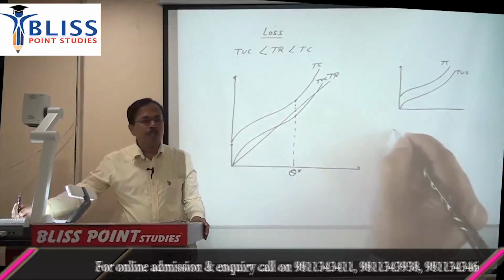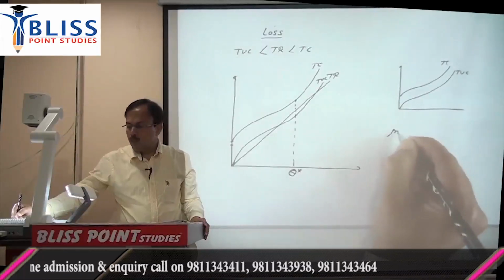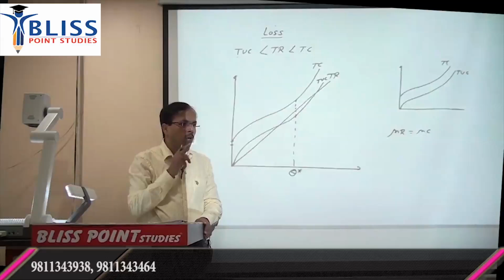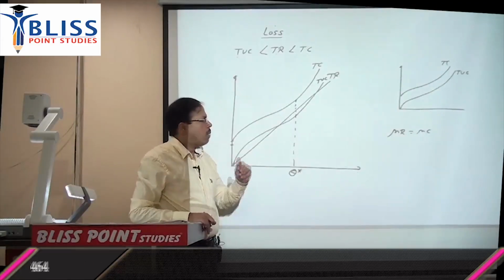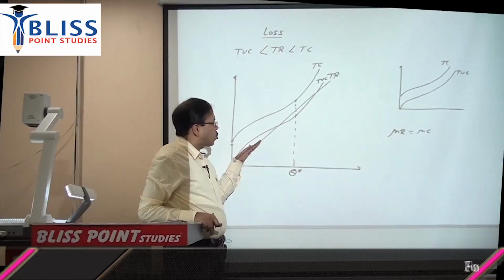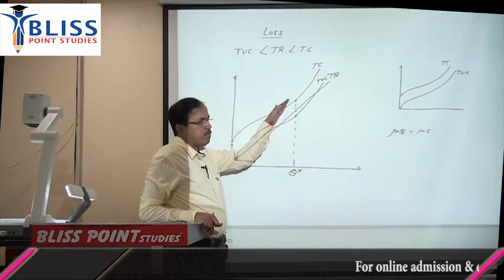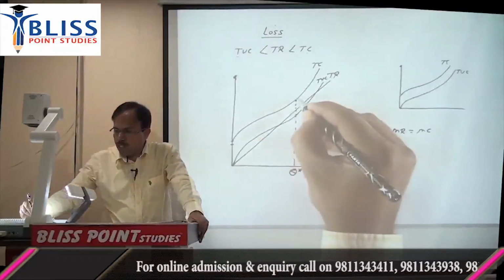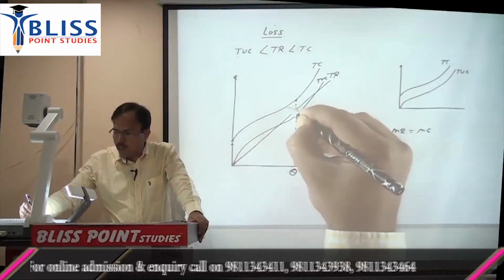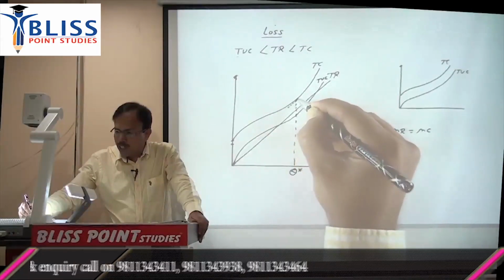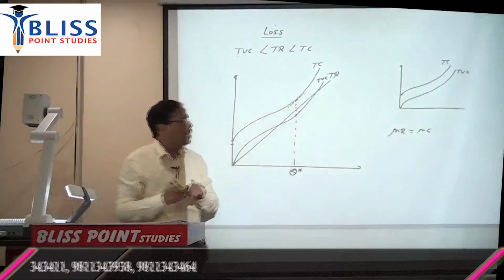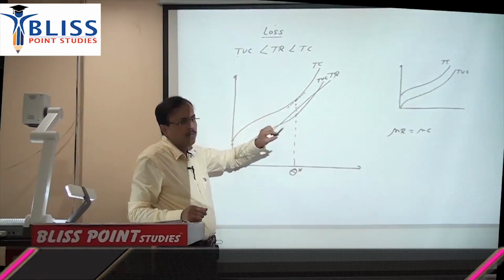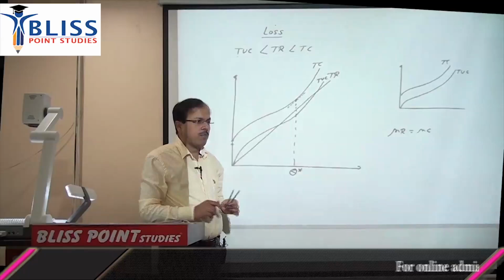Now which condition must be satisfied? Slope of TR must be equal to slope of TC. So MR must be equal to MC. Now slope of TR is MR and slope of TC will be MC. So slope of TC, at this particular point you are drawing a small tangent line, and that tangent line will be parallel to which line? TR line, indicating MR equal to MC.